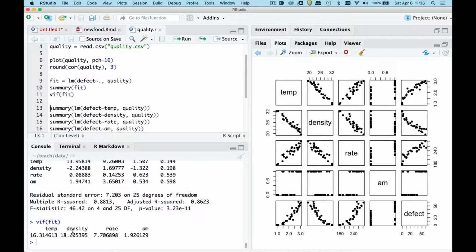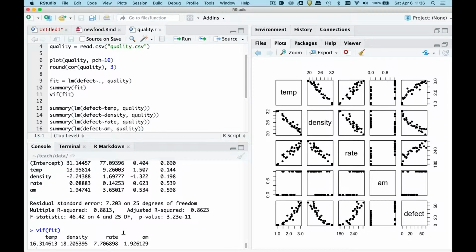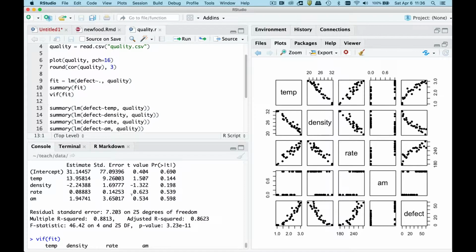And so these variance inflation factors are very large: 16, 18, 7.7. What that's telling me is that the reason we can't reject any of these individual tests is because the standard errors, which are just the square roots of the variances, are so inflated that the t-statistics cannot be large. If you stick a very large number in the denominator, none of these are large enough to reject the null hypothesis that one of these slopes is equal to 0.